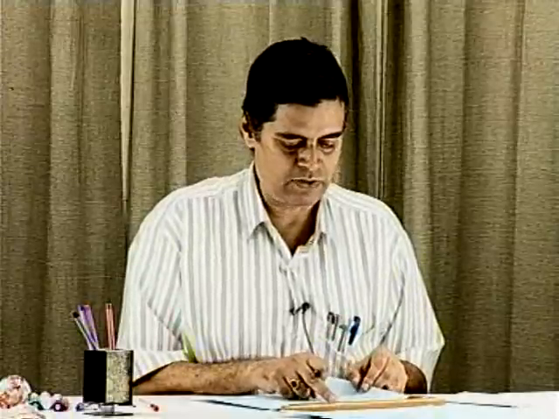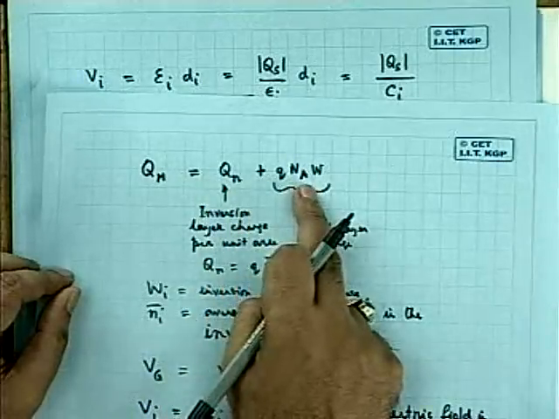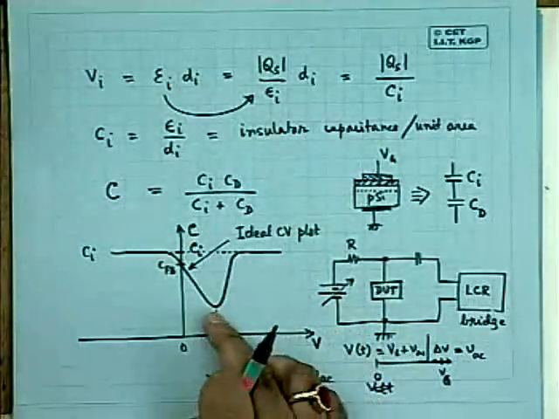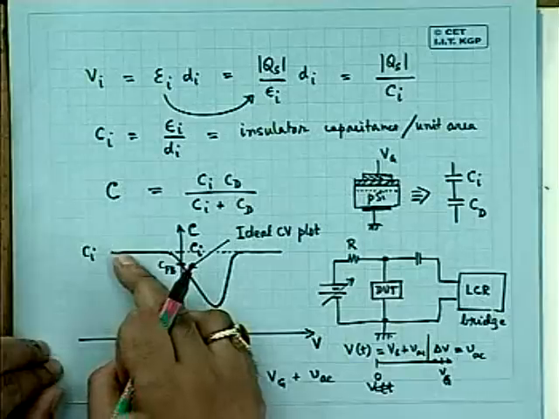For small values of Vg close to Vt, this Qin will still remain small. This component will dominate. However, as you go on increasing Vg, it is this component which will dominate over this. And ultimately, this will be very large compared to this. That is why this almost reaches the same value of the capacitance from which it starts.